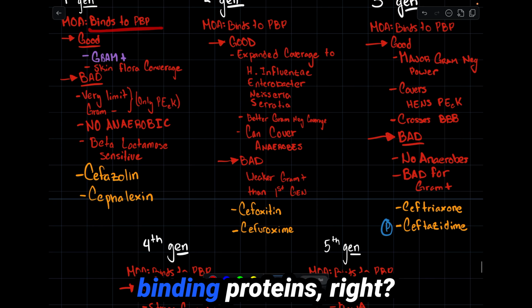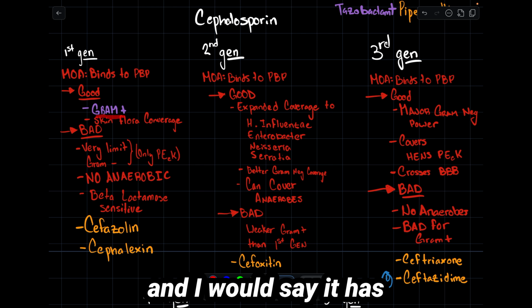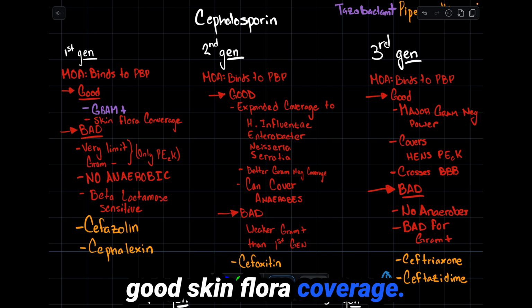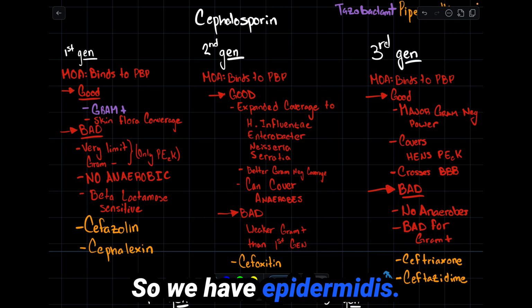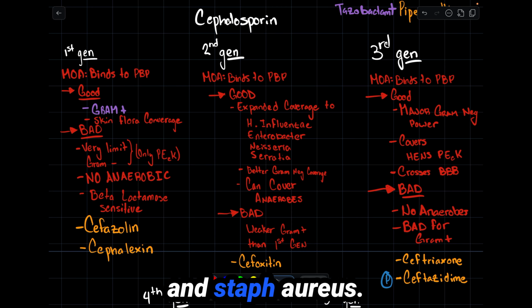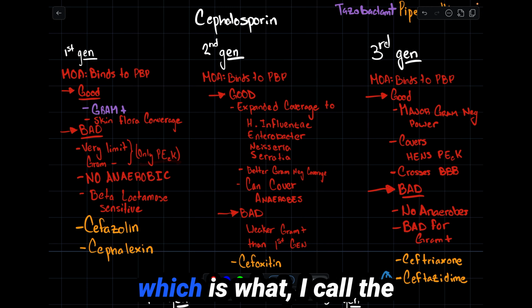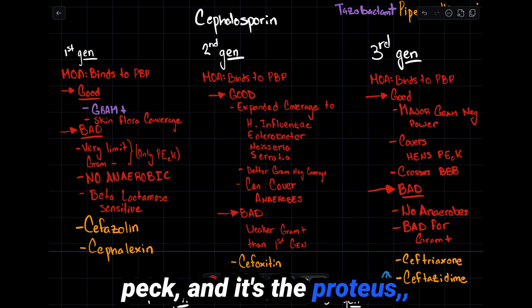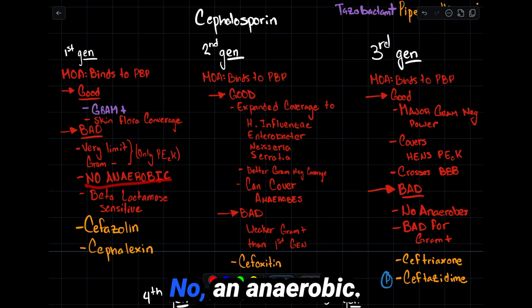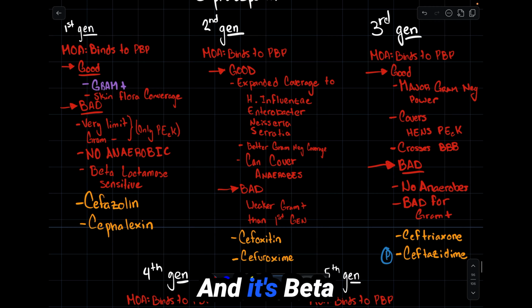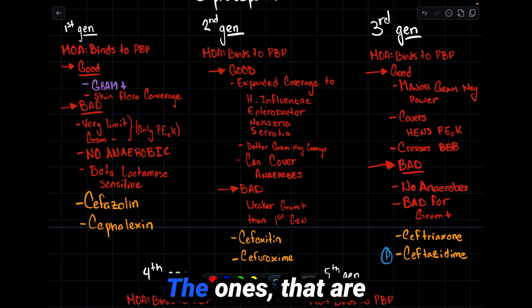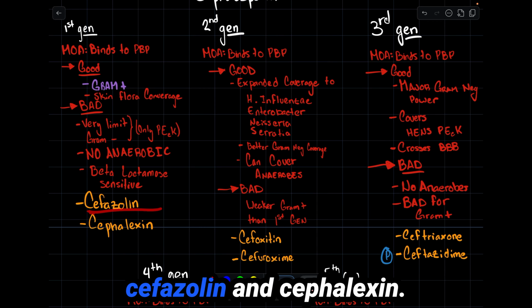So the first generation, same principle, binds to penicillin binding proteins, right? It's good for gram-positive, and I would say it has good skin flora coverage. Typically the Staph family, so we have epidermidis, saprophyticus, and Staph aureus. So they're good for these kind of guys. They're very limited in the sense that they have very little gram-negative coverage. Only the PEC, which is what I call PEC, and it's the Proteus, E. coli, and Klebsiella. No anaerobes, and it's beta-lactamase sensitive. The ones that are important to know are cefazolin and cephalexin.